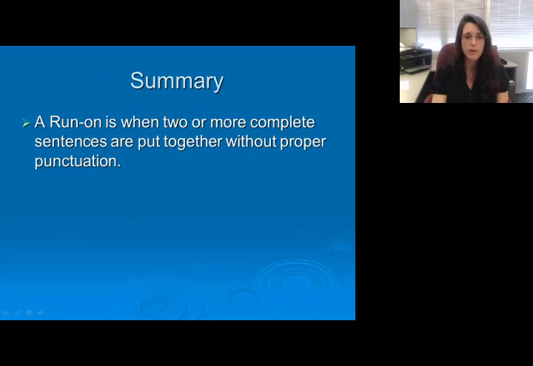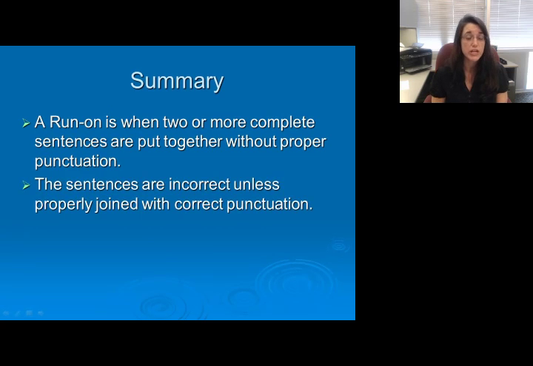So in summary, remember that a run-on is when two or more complete sentences, otherwise known as independent clauses, are put together without proper punctuation. And when I say proper punctuation, I mean those conjunctions as well. The sentences are incorrect unless properly joined with the correct punctuation and, of course, that conjunction.